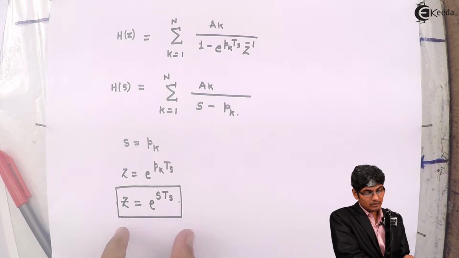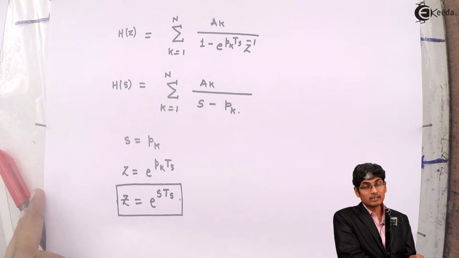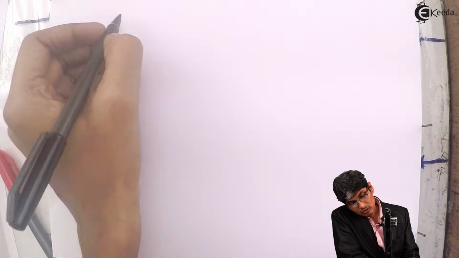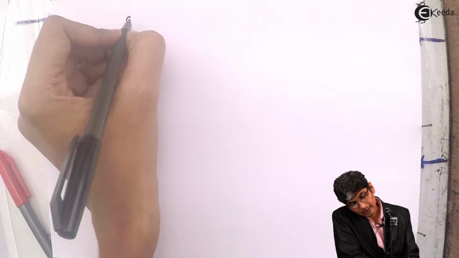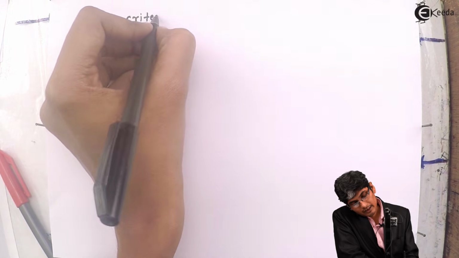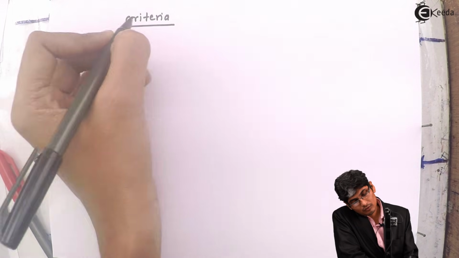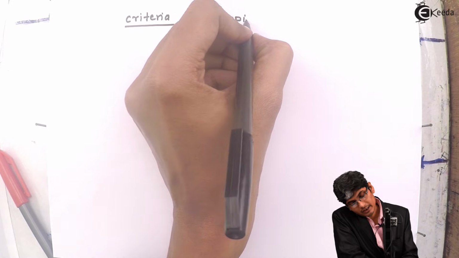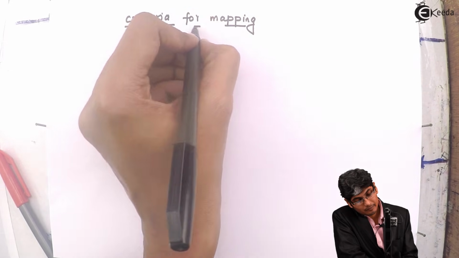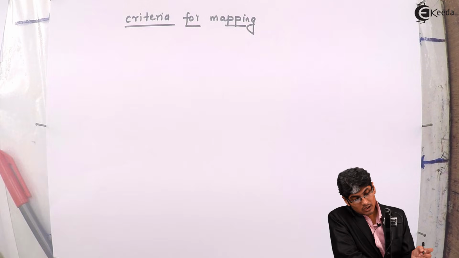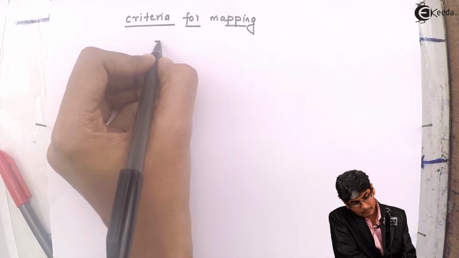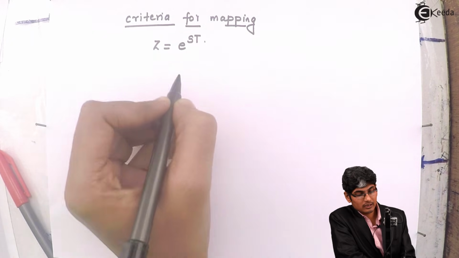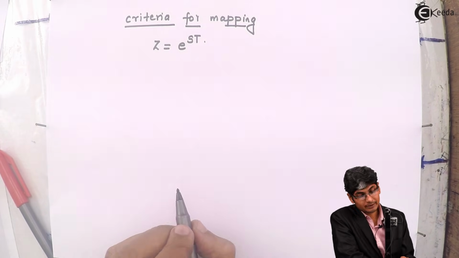Now let us see whether this mapping z equals e raised to sT satisfies our criteria. So let us follow and verify our criteria for mapping. The mapping is z equals e raised to sT, where T is the sampling period.